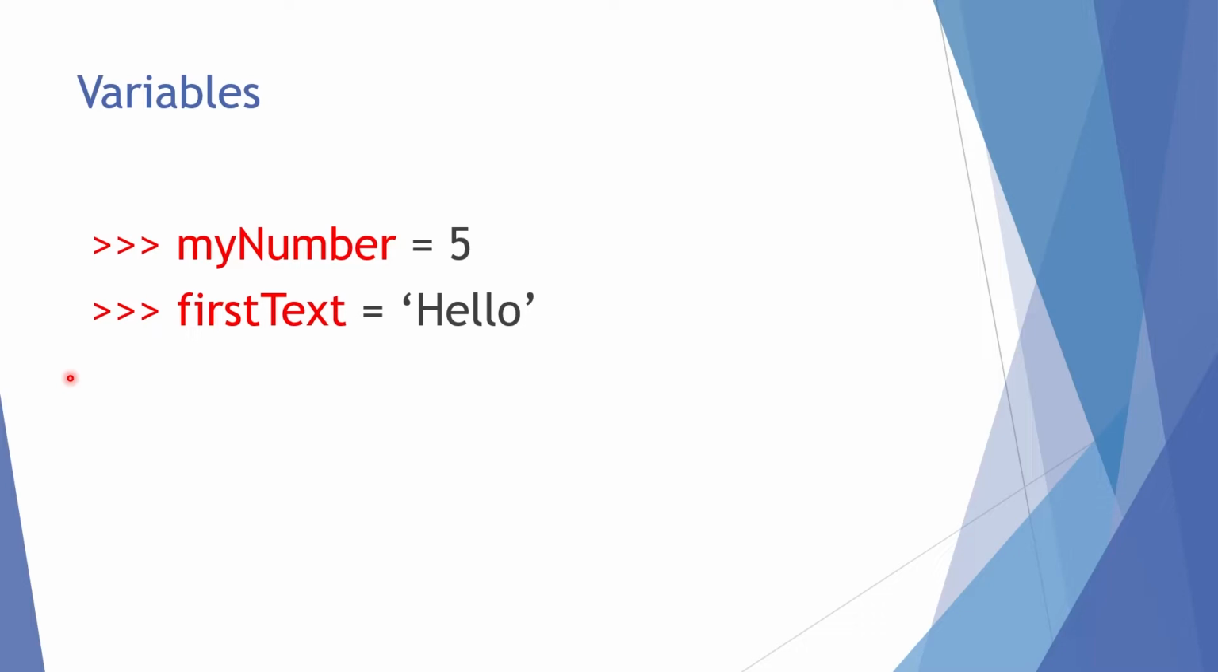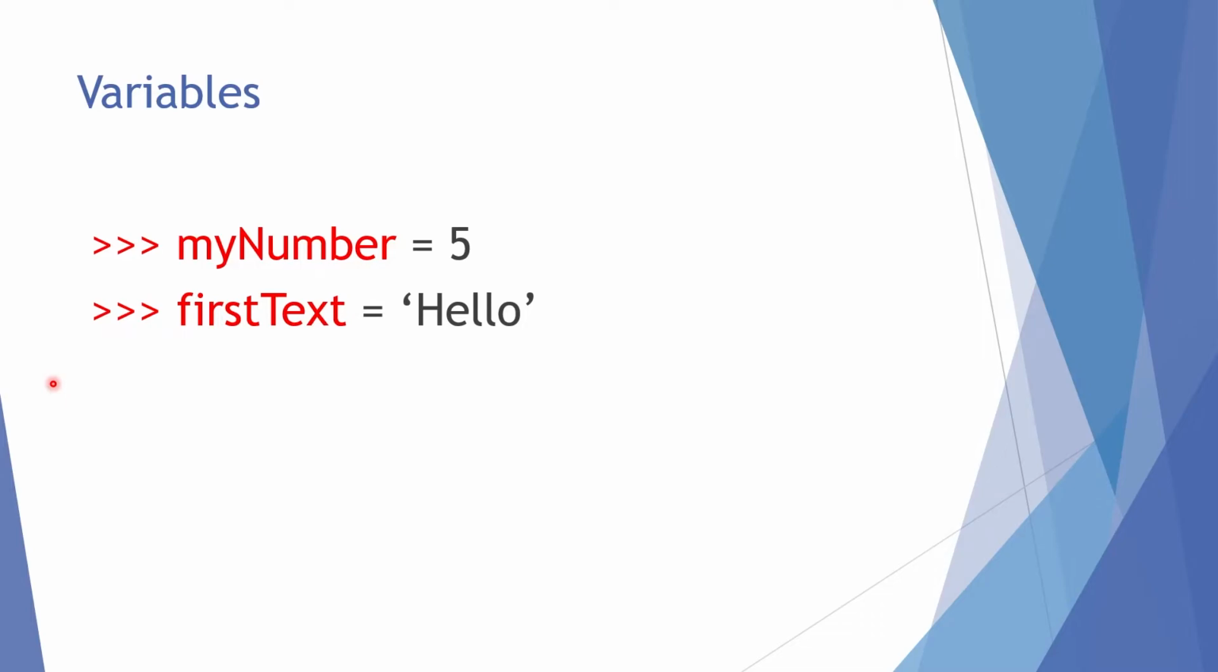After you define the variable, your program will allocate a certain area of your computer storage space, of your memory, to store this data. You can then access and modify this data by referring to it by its name, my number or first text. Every time you declare a new variable, you need to give it an initial value. In this example, we gave it the value 5 or hello. We can always change this value in our program later.